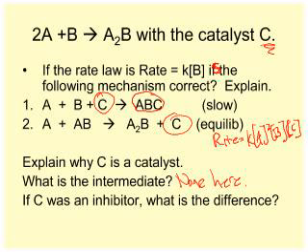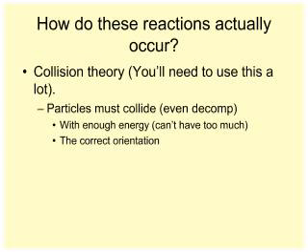If C was an inhibitor, what's the difference? An inhibitor slows down rather than speeds up. And you want that sometimes. You want inhibitors to slow down bacteria on your food and things like that.